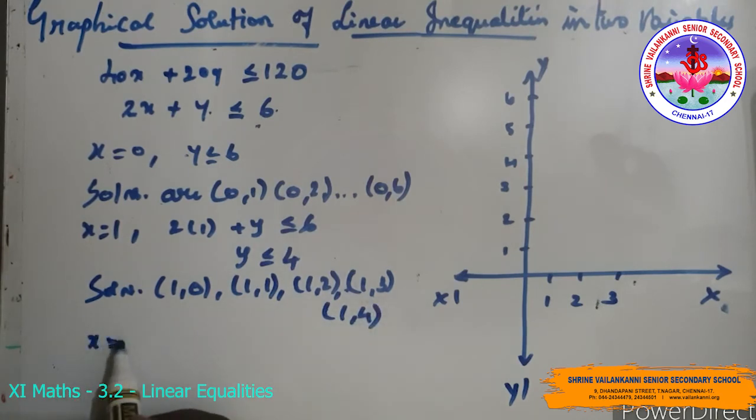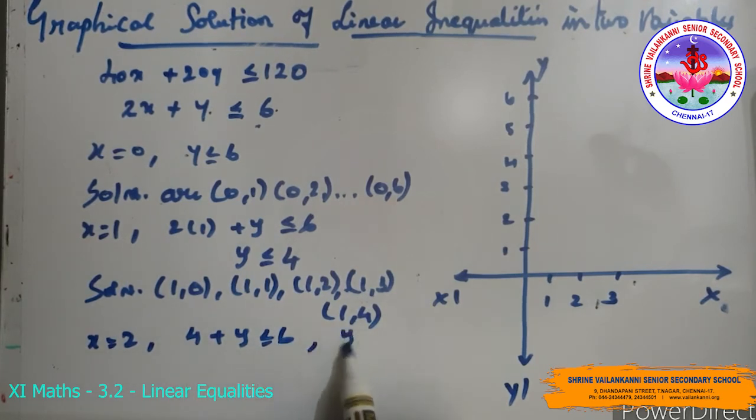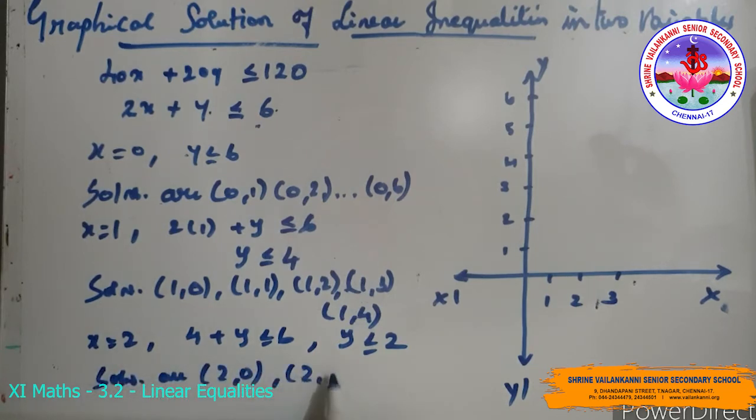So when x is 2, we get 4 plus y less than or equal to 6. Subtracting 4 on both sides, we get y is less than or equal to 2. y takes values 0, 1 and 2. So solutions of this inequality are (2, 0), (2, 1) and (2, 2).